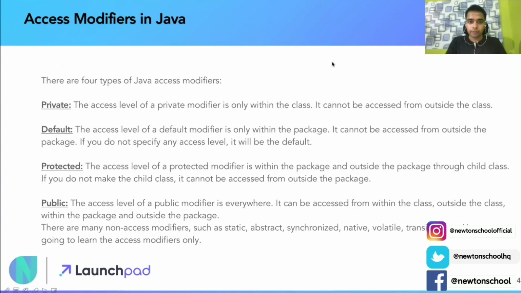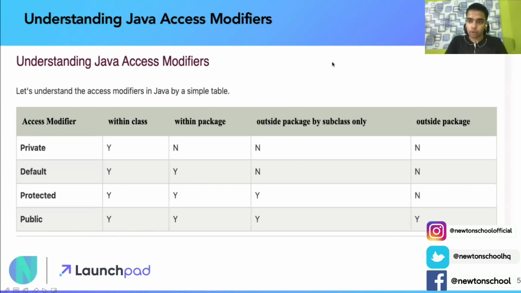Let's revise what we have done. We have talked about different kinds of access modifiers in Java: private, default, protected and public. We talked about their scope and visibility. A private member is only visible within the class, not within the package, not outside the class, not outside the package. Default is visible only within the class and within the package. A protected member is visible within the class, within the package, as well as outside the package only if you use inheritance and call it through the subchild class.